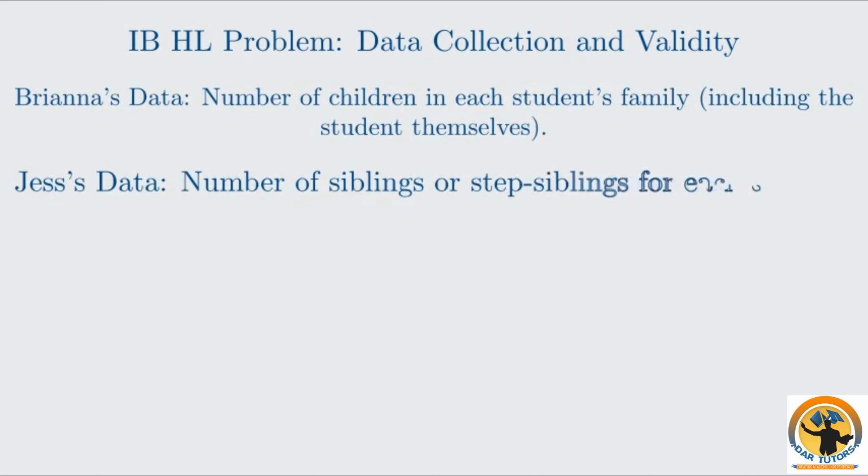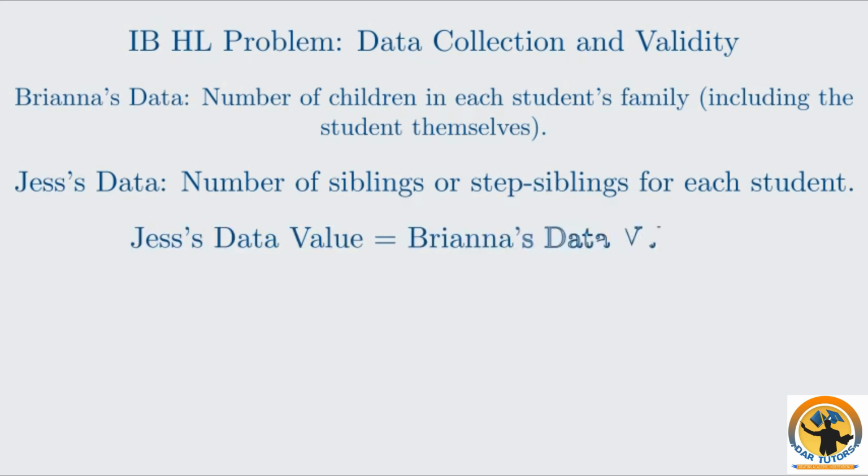Jess also asks every student how many siblings or step-siblings they have. Her result for herself is the number of siblings she has, not the total number of children in her family. The question asks, how will their results compare in terms of mean and standard deviation, and to explain why? Let's first think about the data itself. Each student in the class is in a family. The number of siblings a student has is 1 less than the total number of children in their family.